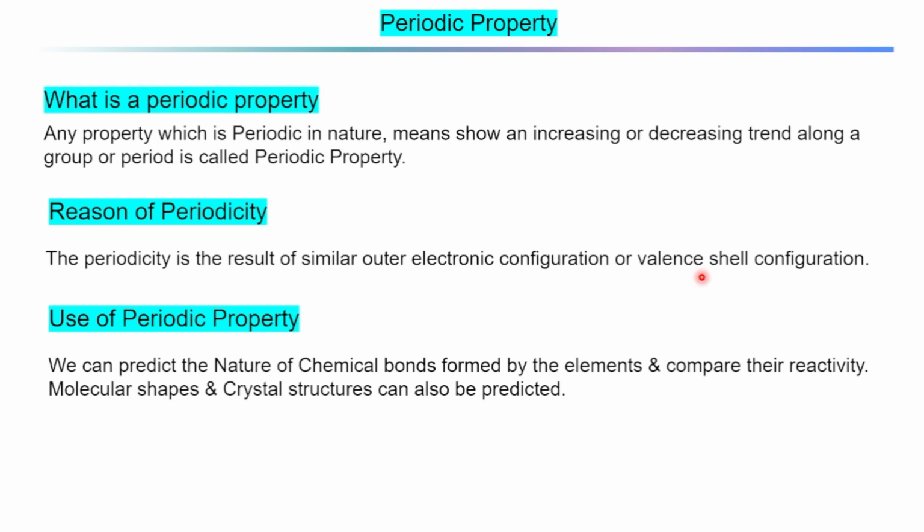If we see the periodic table, the atoms in the same group have a similar number of valence electrons, whereas the atoms in the same period have a similar number of orbits or shells. Those things matter, and they generate these periodic properties. Now, the use of periodic properties: we can predict the nature of chemical bonds formed by the elements and compare their reactivity. Molecular shapes and crystal structures can also be predicted from these periodic properties.